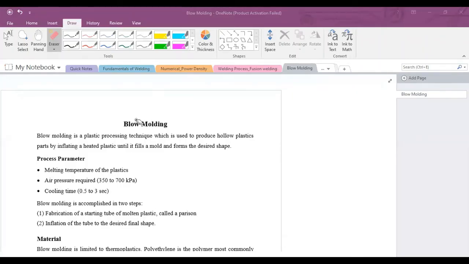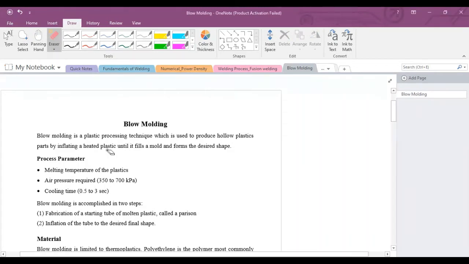In this topic, I will explain the highly used plastic processing technique called blow molding. Blow molding is used to produce plastic products like hollow tubes, such as toothpaste tubes, and containers which are normally used for the storage of water for domestic purposes. So hollow plastic products are normally produced with the help of the blow molding process.